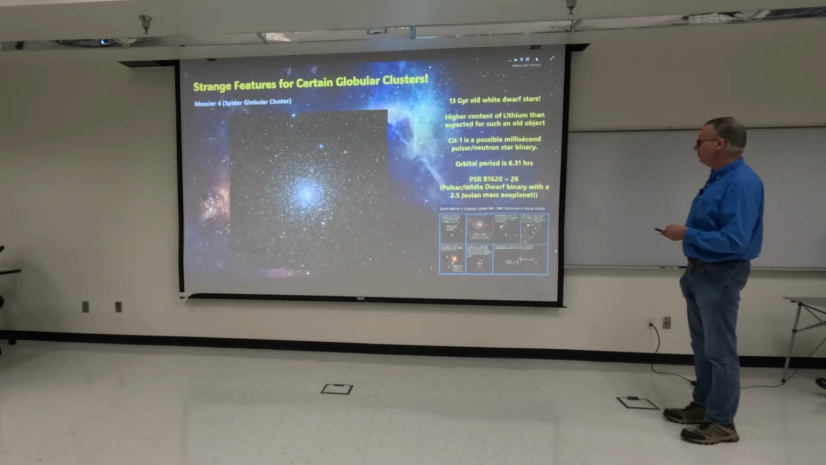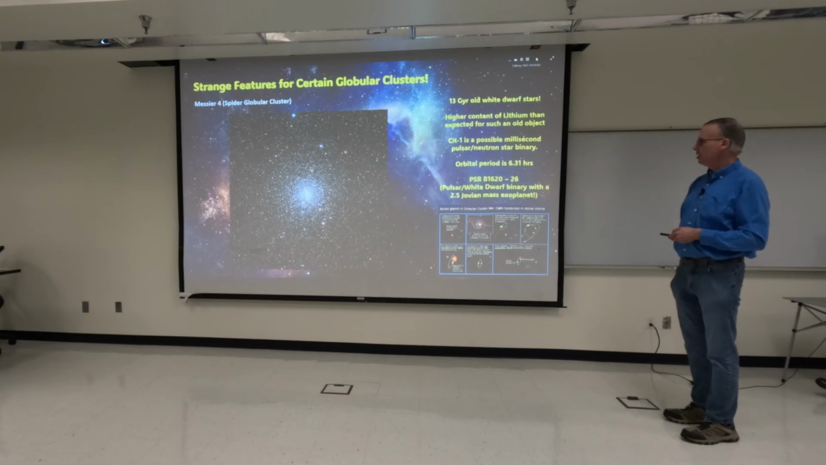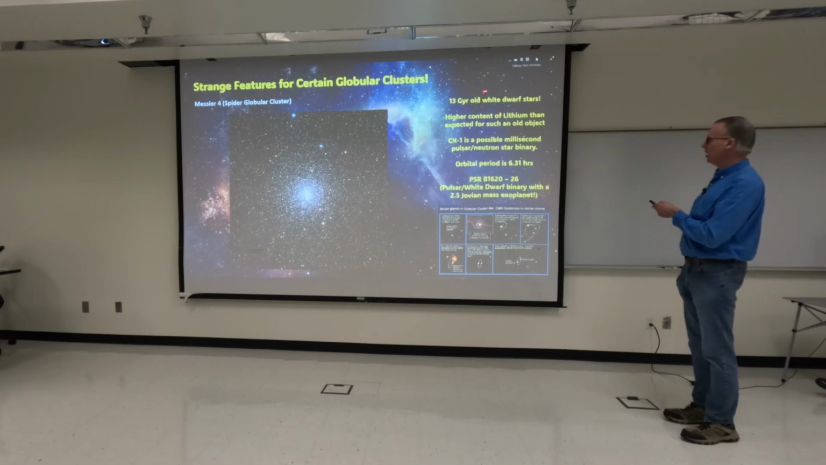This is Messier 4. It has a higher content of lithium than what's expected for such an old object. One thing about globular clusters is that we expect very low amounts of lithium. It's got white dwarf stars that are nearly as old as the universe.